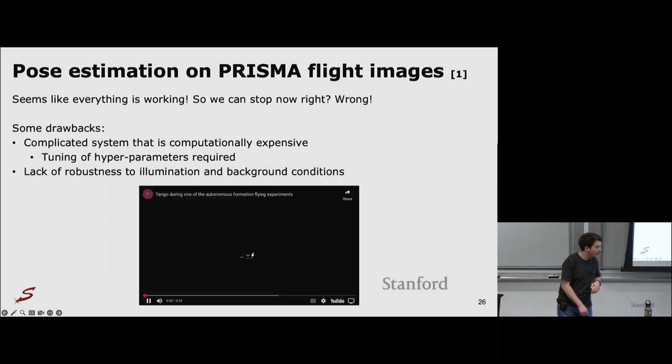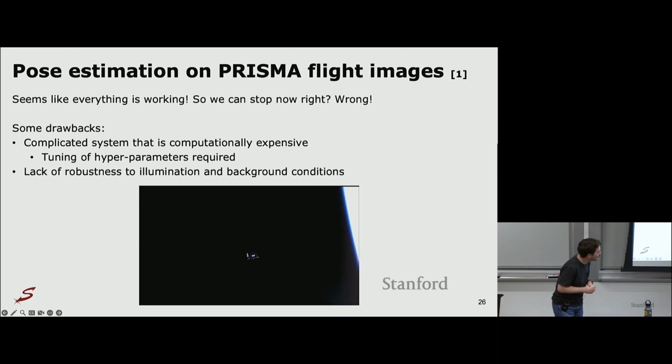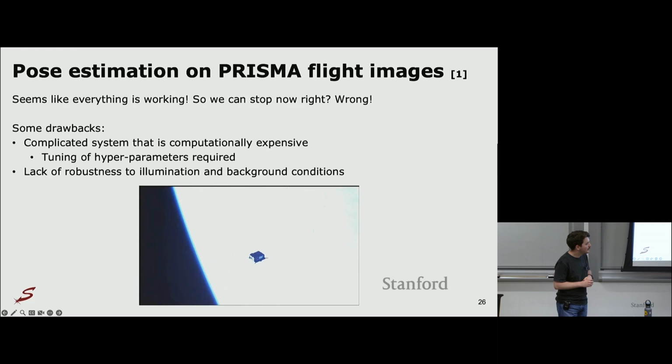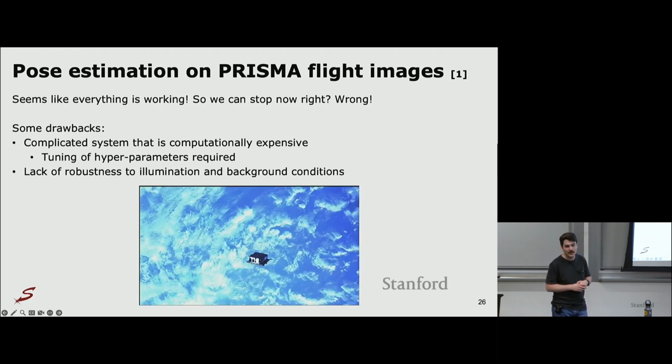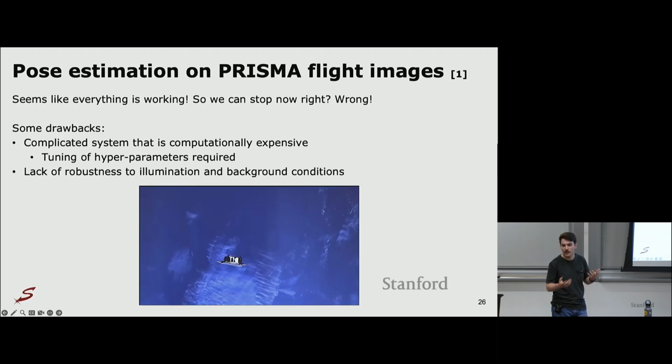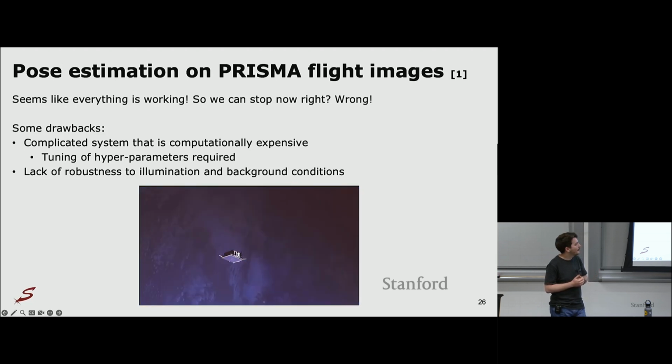Additionally, it has a general lack of robustness to illumination conditions due to the Canny edge detection, which is just not super robust to that, and to background conditions. And so these are some PRISMA images in flight, and you can see that the illumination conditions really change, and that sometimes we have the Earth in the background. It doesn't really collaborate with us that well. And so that can lead to difficulties for these kinds of methods.